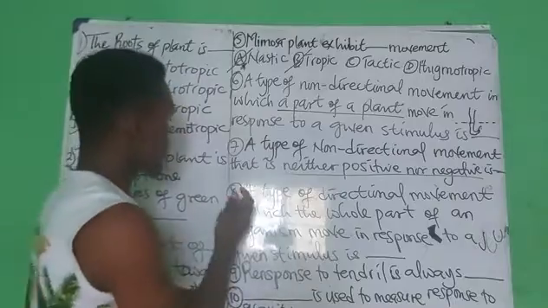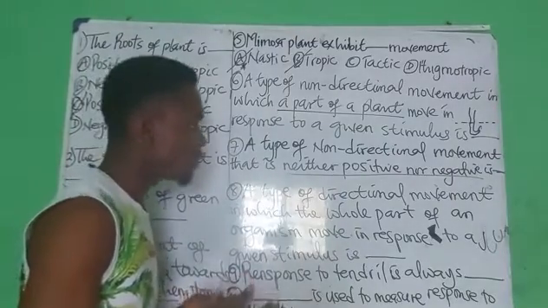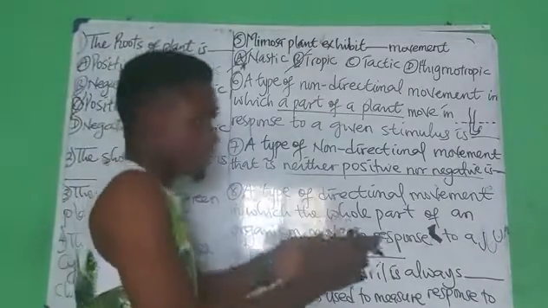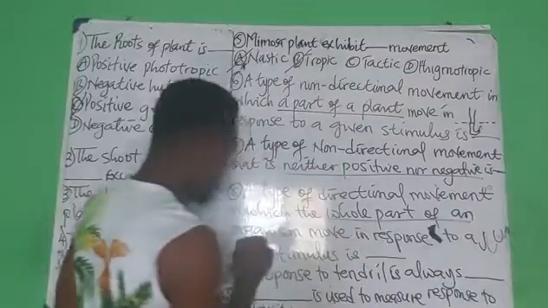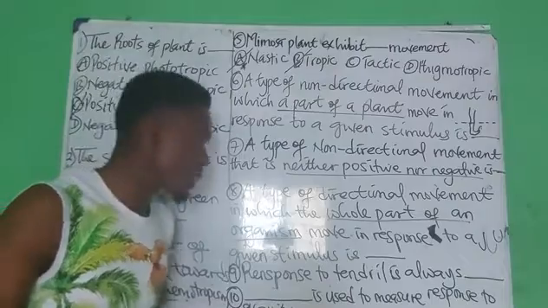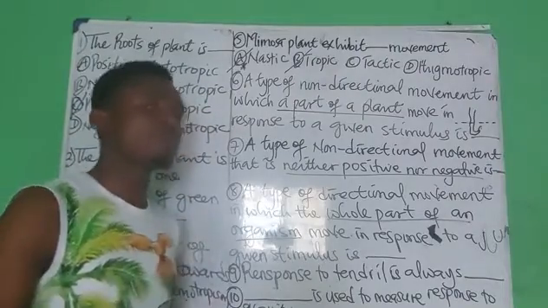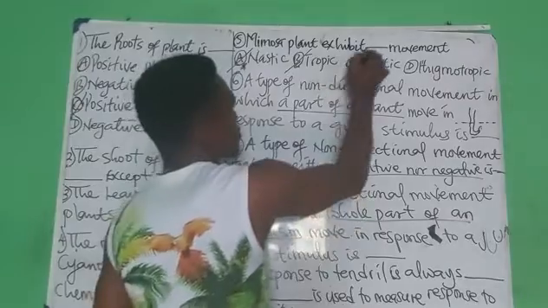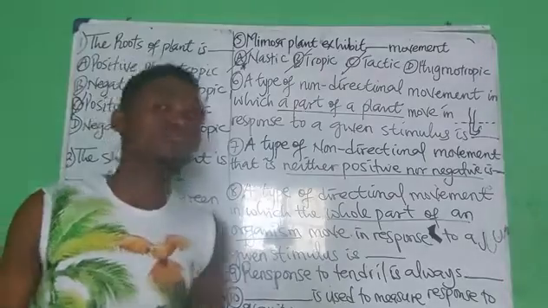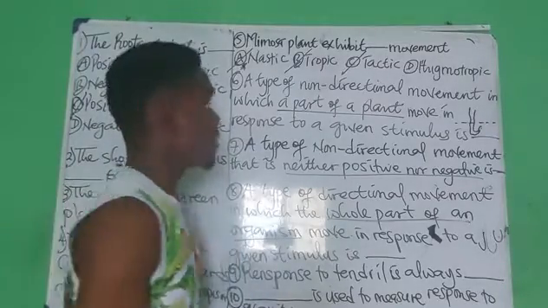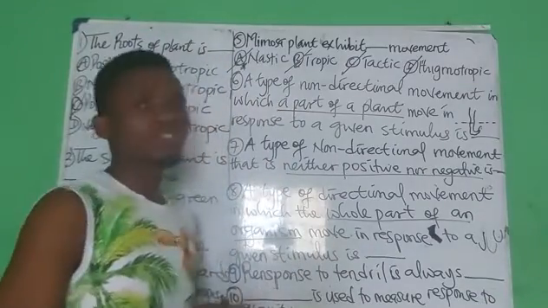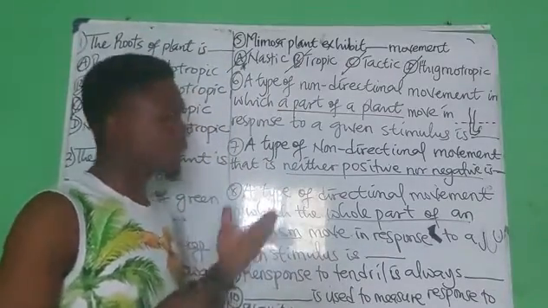Number 8: a type of directional movement in which the whole organism moves in response to a given stimulus is tactic movement or taxis. So the answer is C. Number 9: response to tendril is always thigmotropism. So the answer is D. If you just listen to the previous video, you will do better than this.